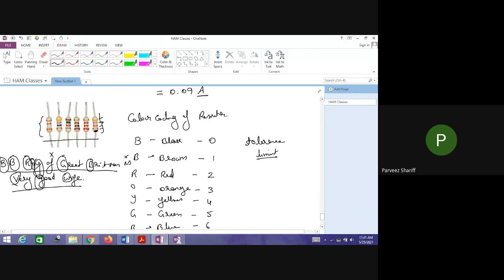It means whatever resistor is manufactured, it is not perfect. For example, if we say 100 ohms, then we cannot get exactly a 100 ohm resistor. It might be either 90 ohms, or 110 ohms, or 120 ohms. Always there is a tolerance limit. The last band defines the tolerance.